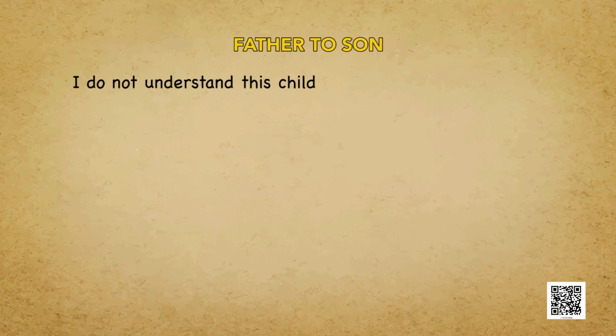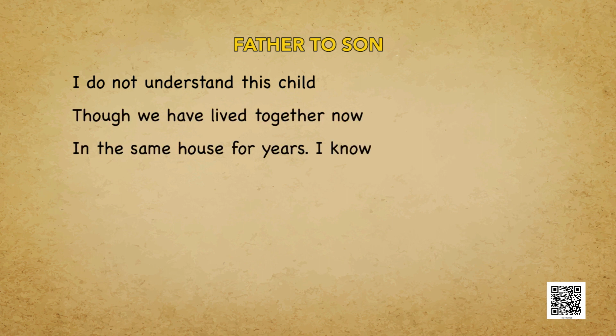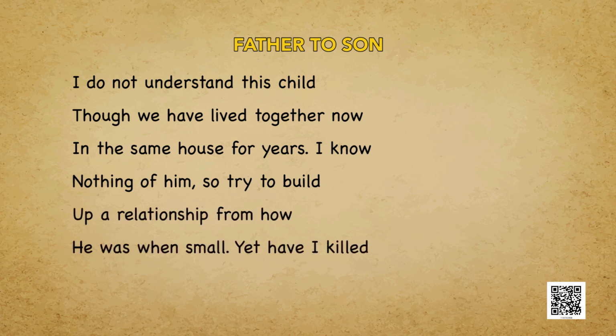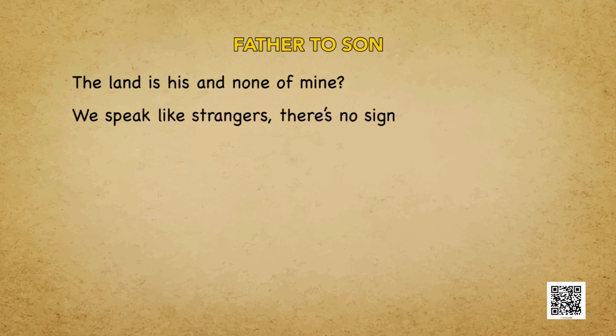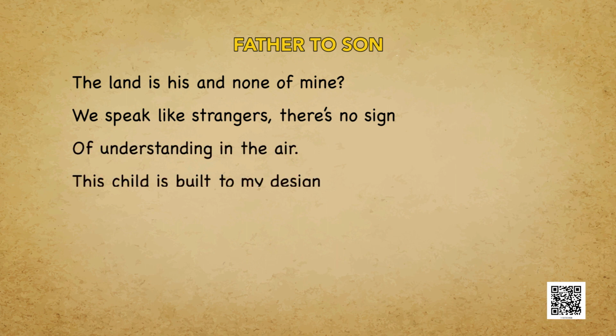I do not understand this child, though we have lived together now in the same house for years. I know nothing of him, so try to build up a relationship from how he was when small. Yet, have I killed the seed I spent or sown it where the land is his and none of mine? We speak like strangers. There is no sign of understanding in the air. The child is built to my design, yet what he loves I cannot share.